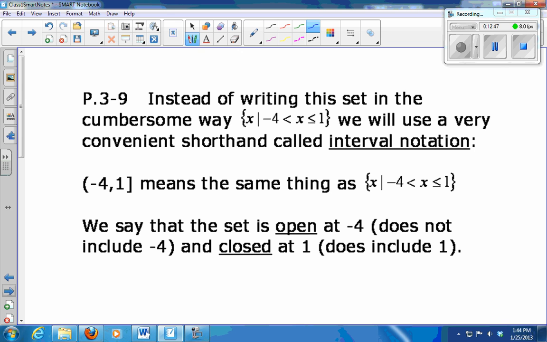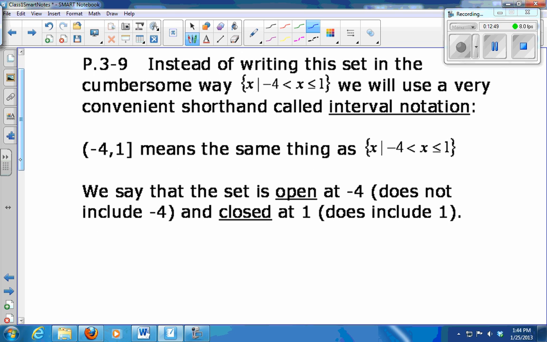So if I want to put this more compactly, all the numbers between -4 and 1, I just write -4 comma 1. And you put a parenthesis if you don't include the endpoint, and a square bracket if you include the endpoint. So we say that the set is open at -4 and closed at 1.